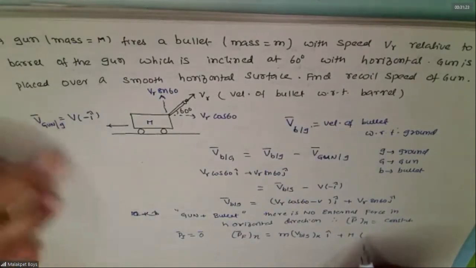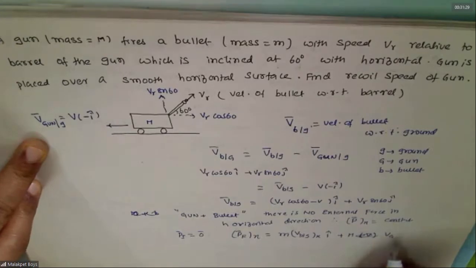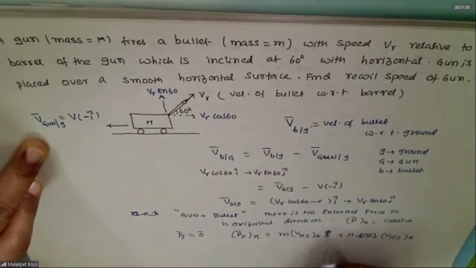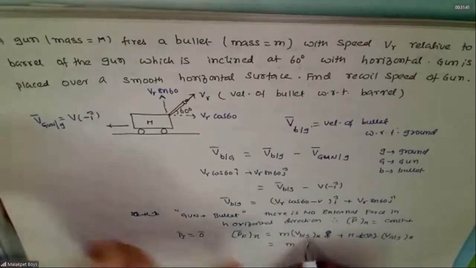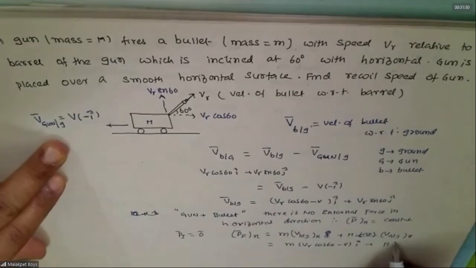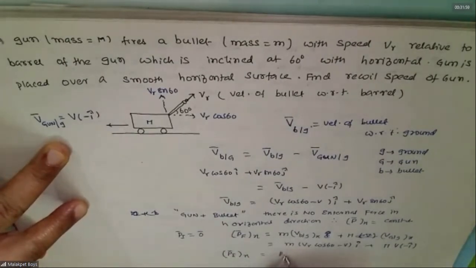mass of gun times velocity of gun with respect to ground, in which direction? X direction. Yes, sir. Do you agree with this or not? Clear? Yes, sir. We will just write like this. This is m, this VR cos 60 minus V i cap, plus M into V into minus i cap. Now P initial equals P final. Initial is 0. Equate this.